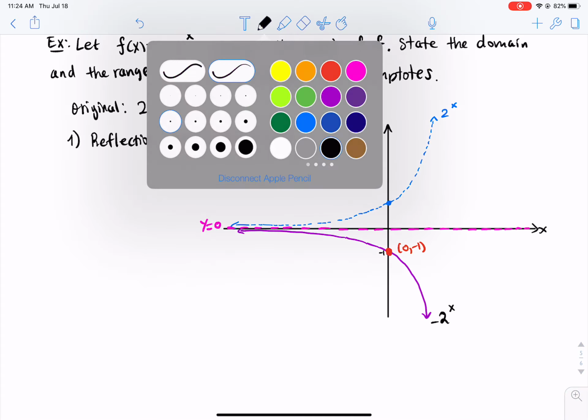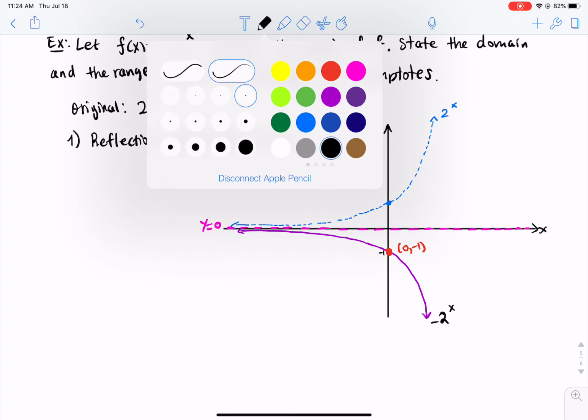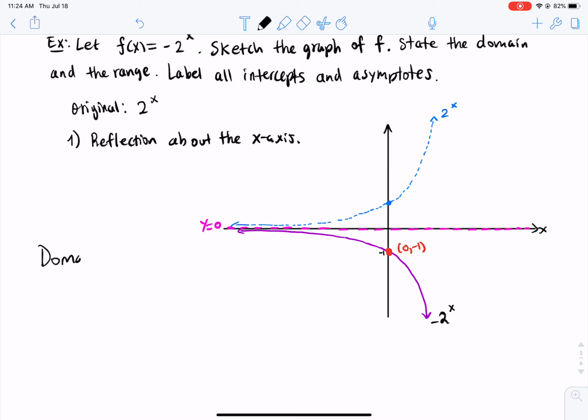So let's write all of this out. Let's start off with the domain. Since it is an exponential function, it will be all real numbers. The range for this one? We start backwards, right? From -infinity to 0, and we don't include 0 either because you can never even cross the x-axis.